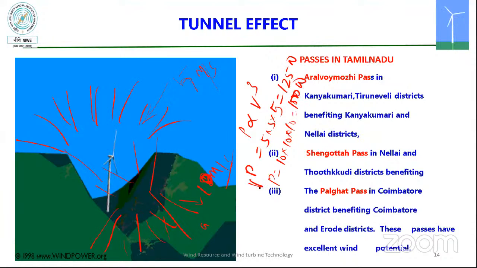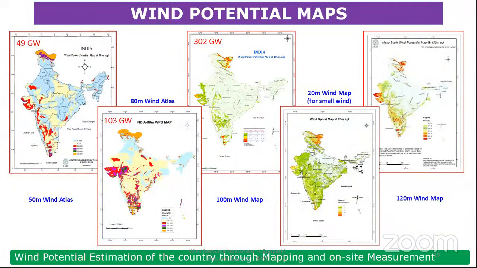See, the change in the wind speed is only 5, and the power increases from 125 to 1000 watt. In Tamil Nadu, we have very good passes like this, and we benefit from Aralvaimozhi Pass, Shencottah Pass, and Palakkad Pass. So this is the wind potential map. You can see the wind potential in Andhra Pradesh; we have very good potential.